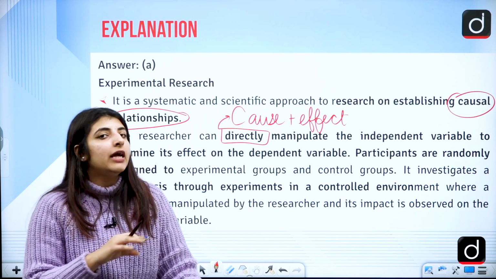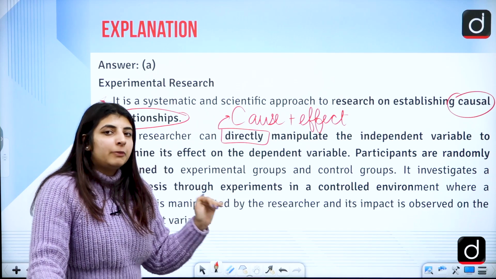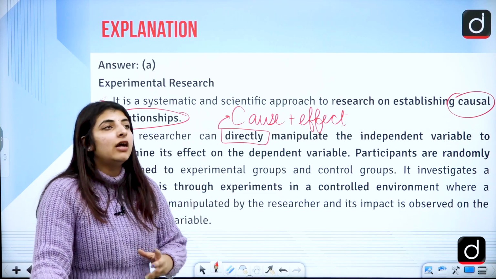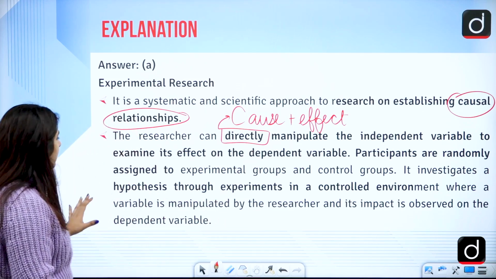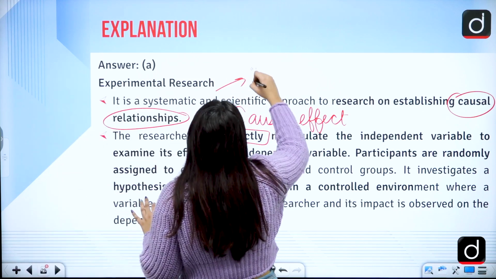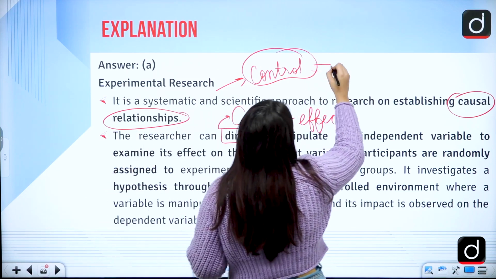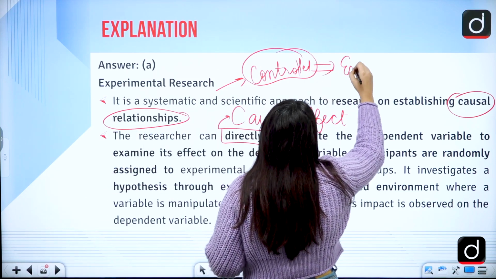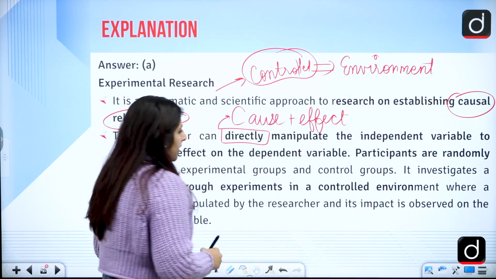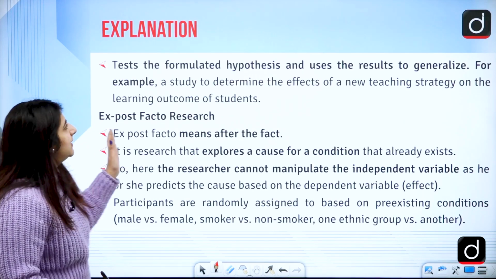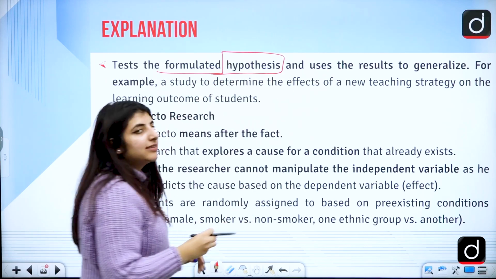The manipulation here is not the mental manipulation that we think in today's era, but here we are talking about the manipulation which is done, the changes, the alterations which have been made or changed with the independent variable. And we also have to be the ones who control this very research. The environment is supposed to be controlled. Correct? It also tests the formulated hypothesis, whatever is formulated, and uses the results to generalize.